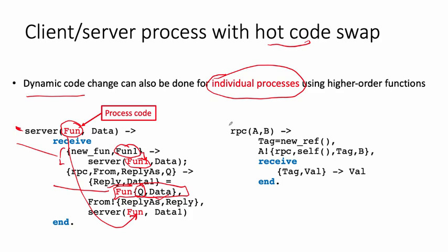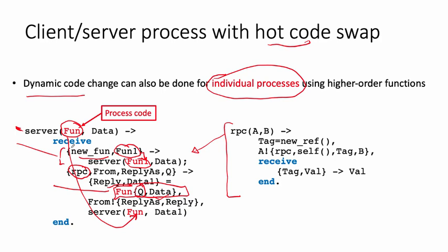And you can, for example, here, this on the right here, you would have a way how the server is called. You call it using RPC. This is the normal call. But then you have a special message called new fun that allows you to upgrade the server. So this way, you can actually use higher order to update individual processes. That's a very small mechanism.